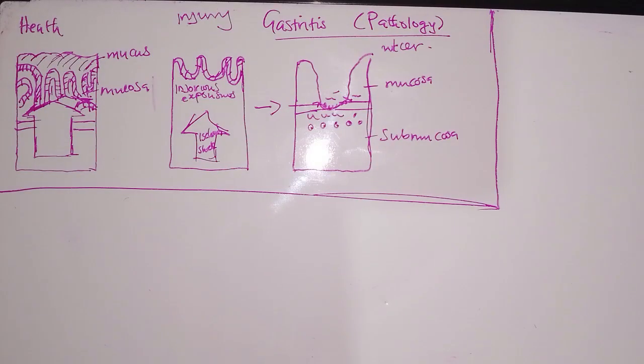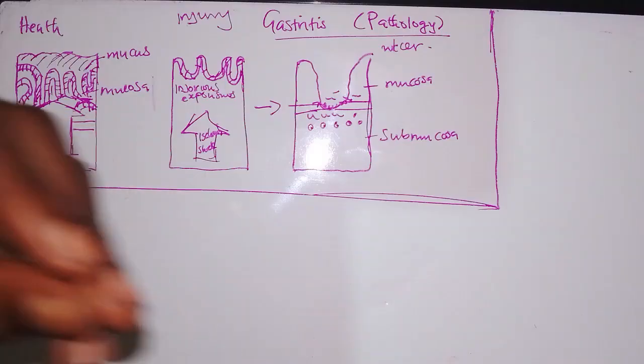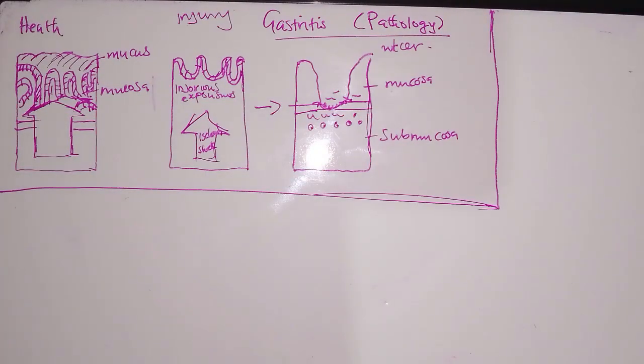So today in our pathology class, we are going to be talking about one of the most important topics known as gastritis. Gastritis is one of the most common diseases experienced by a lot of people, commonly referred to as ulcers. So in this video, we are going to understand how gastritis starts and what are some of the causes of gastritis.